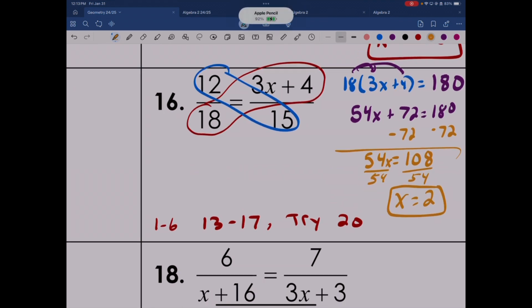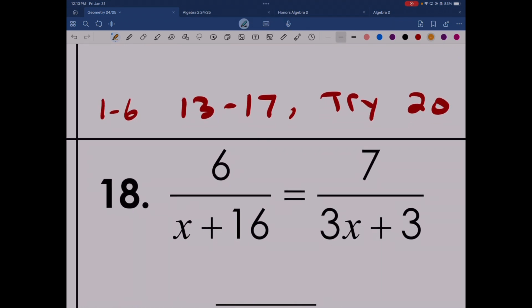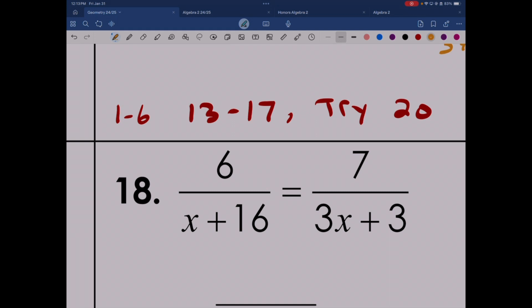All right, so what you're going to do on your assignment today, I'll put this out here in a little bit. These are just the questions that I want you to do. I want you to do questions 1 through 6, 13 through 17, and I want you to try number 20. 20 looks kind of like 18 down here. I know we didn't cover one like that, but I want to see if you can solve it. You should be able to do it. Just do the cross products. Challenge yourself a little bit while you're doing that one.